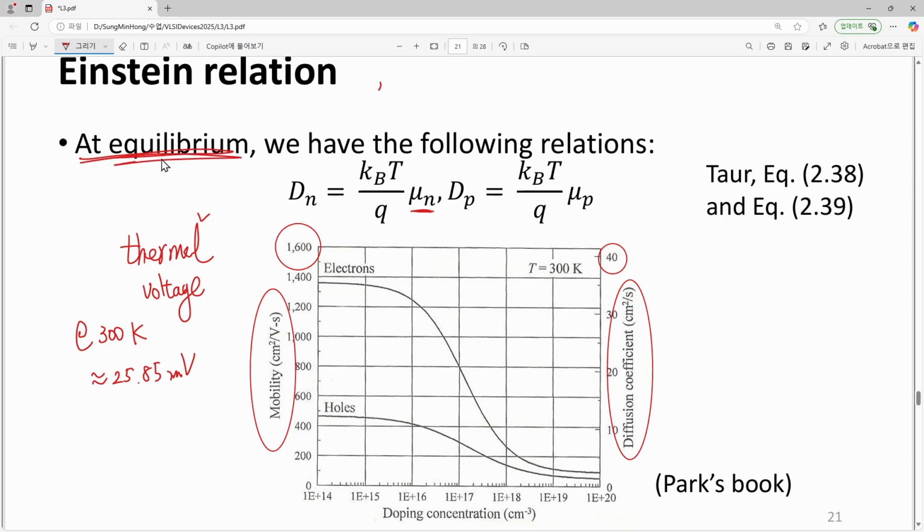This Einstein relation is strictly valid only at equilibrium. It is not generally valid, but in our treatment we will use this expression even for our non-equilibrium case. So how can we justify this use of the Einstein relation for non-equilibrium cases? Actually, it is really difficult to justify. We will just use it, hoping that the amount of error introduced by this assumption is not that high.